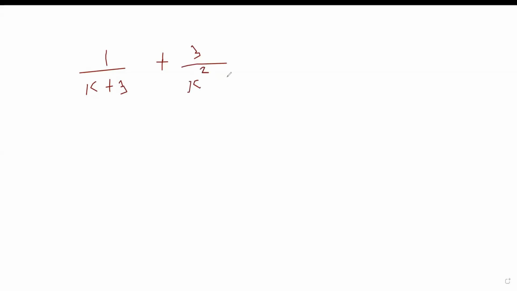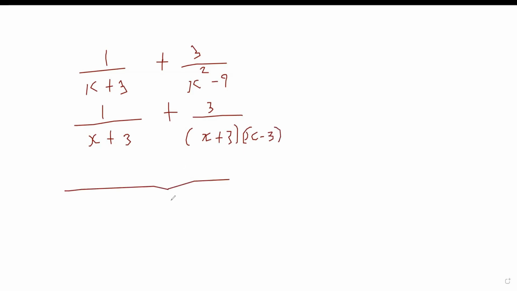Now, first thing you have to remember is x squared minus 9, that is really the difference of 2 squares. So this is 1 over x plus 3 plus this x squared minus 9. You can break up x squared minus 9 as x plus 3 times x minus 3. So now to write it as one fraction, it's going to be, of course, the x plus 3 times the x minus 3.